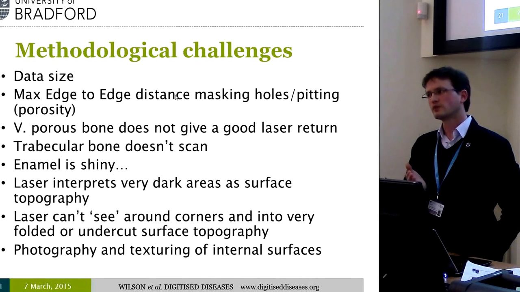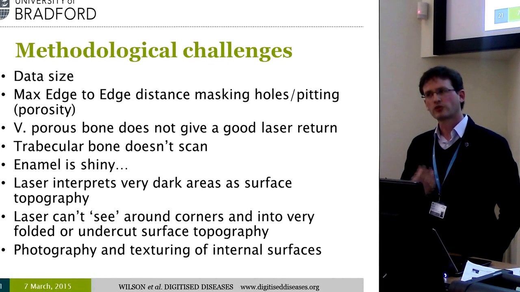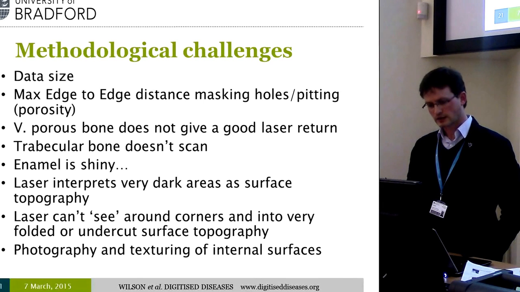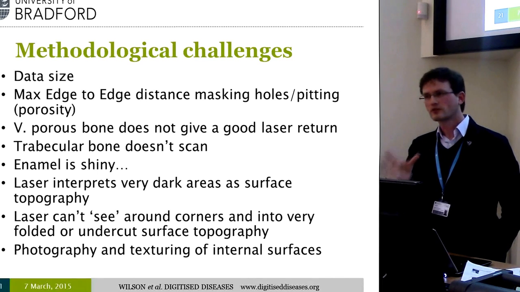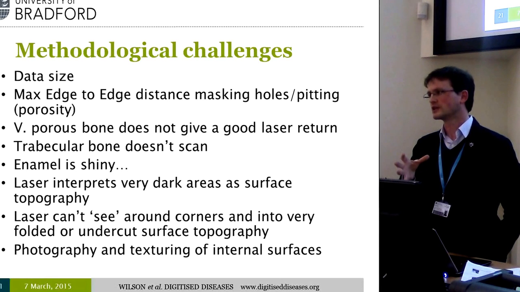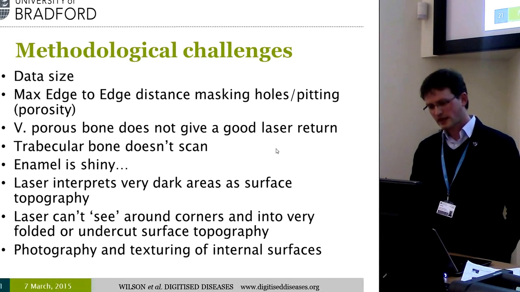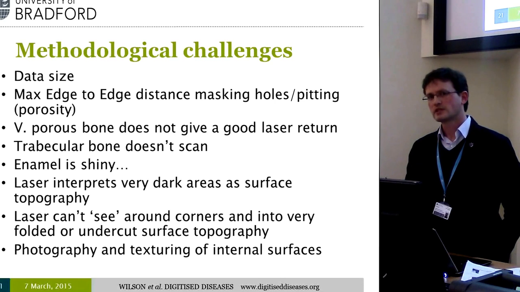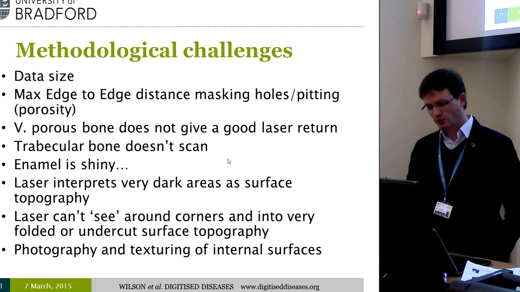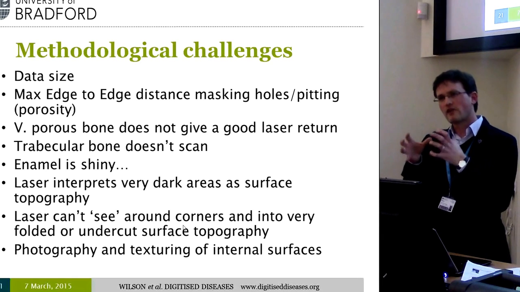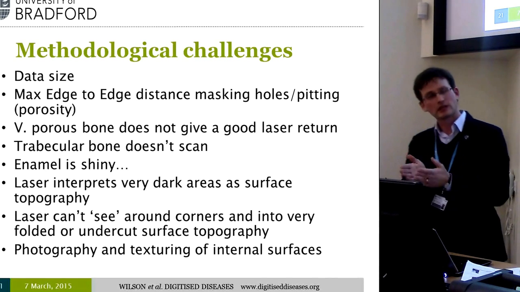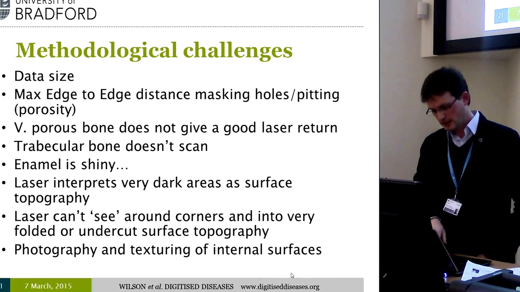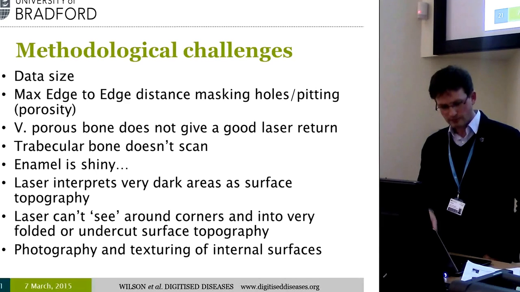Issues, of course, where we're dealing with bone that has inherent porosity, but also has the potential to be damaged in archaeological terms. Where you have that porosity, it creates problems for us with, of course, translating that digital data, that point cloud data, into a 3D surface mesh. Trabecular bone doesn't scan well, and the enamel of teeth don't scan very well. If we're dealing with very heavily stained material that comes from archaeology, that also poses problems. And these are very three-dimensional objects. So there is that benefit of a laser arm with this sort of material, but even there, it can't see around corners and into very detailed undercut surface topography. So many different challenges.